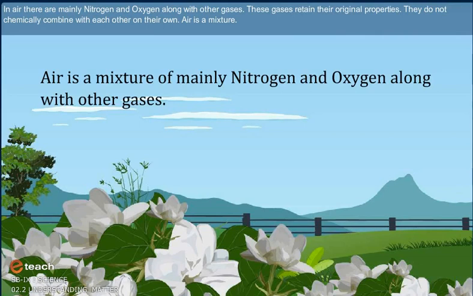In air, there are mainly nitrogen and oxygen along with other gases. These gases retain their original properties. They do not chemically combine with each other on their own. Air is a mixture.